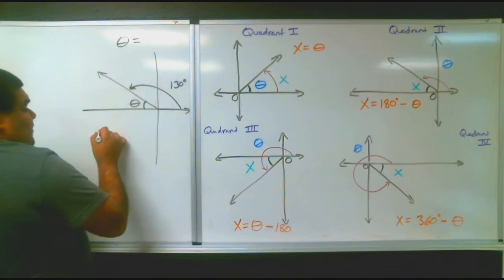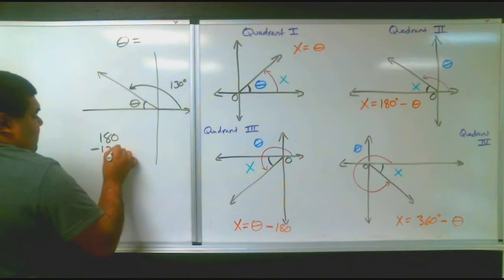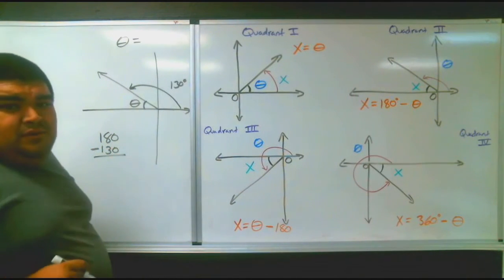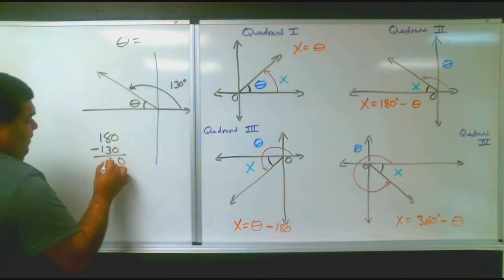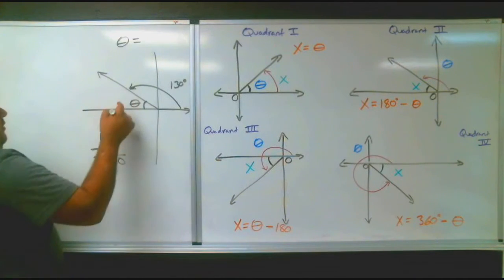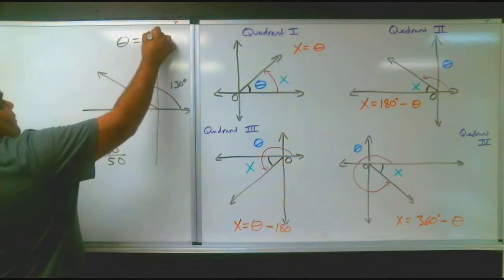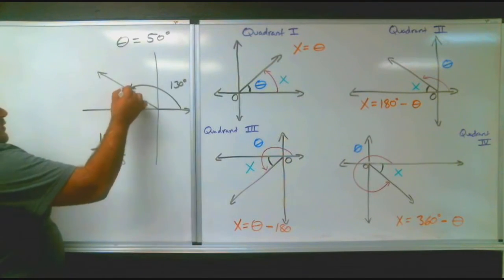So we would say 180 minus 130. So we have 0 minus 0, 8 minus 3 is 5. The 1 cancels the 1. So theta equals 50 degrees, which is this angle here.